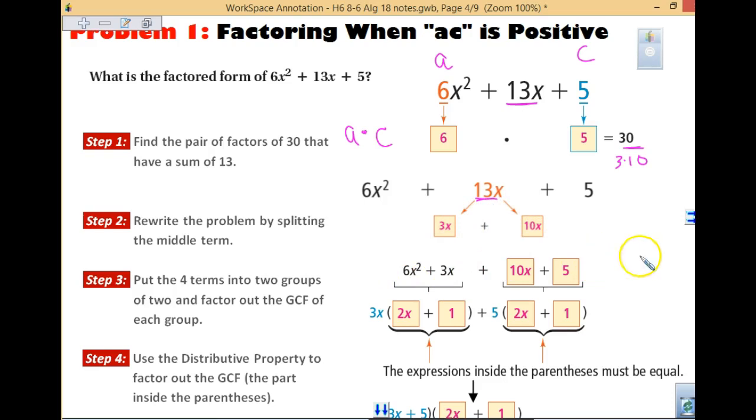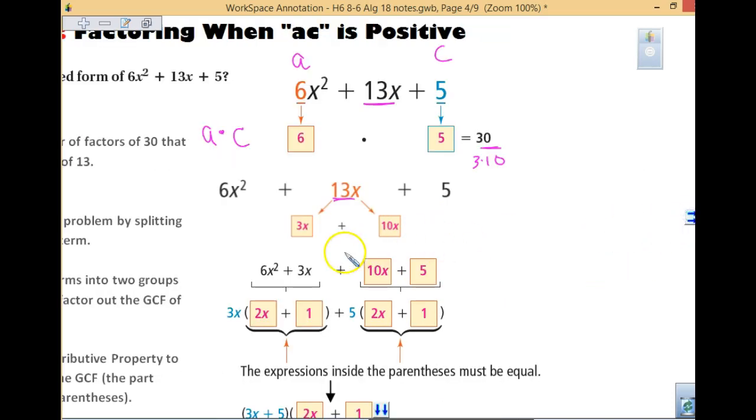And I just want you to notice that if you would not have written the 3x first and the 10x, if you would have done this problem and put 6x squared plus 10x plus 3x plus 5, it would still give you the same answer. It will still give you that exact answer.